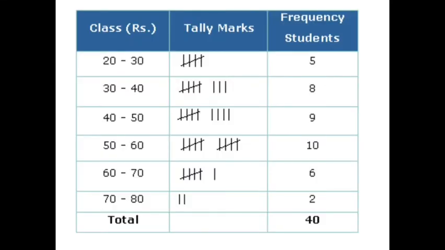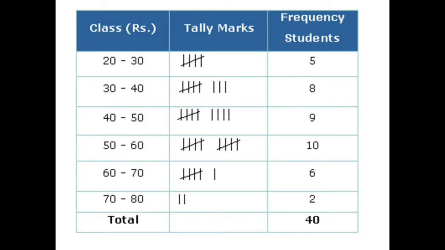Here we have a grouped frequency distribution table. Here we have 20 to 30, 30 to 40, 40 to 50, 50 to 60, 60 to 70 and 70 to 80. These are the class intervals or classes. If we take any one of these class intervals, like 20 to 30, then in this class interval 20 is the lower class limit and 30 is the upper class limit. If we take another class like 60 to 70, in this class 60 is the lower class limit and 70 is the upper class limit.